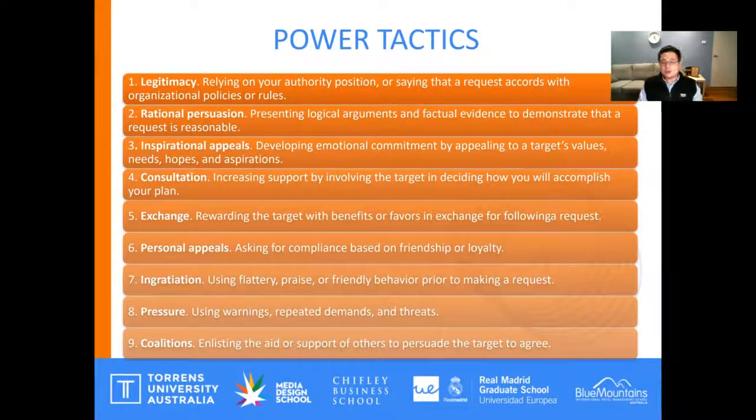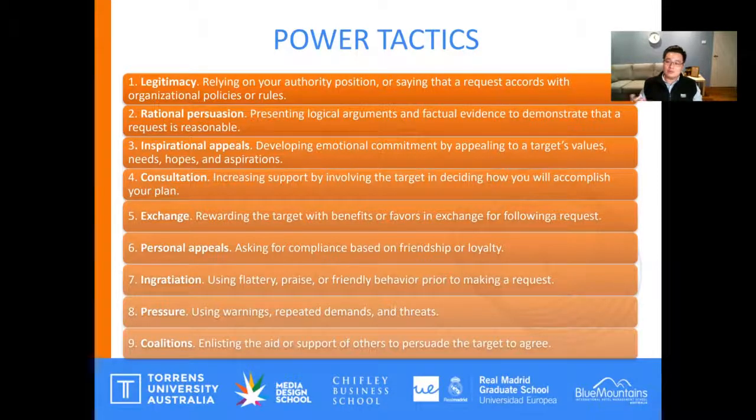Inspirational appeals develop emotional commitment by appealing to the target's values, needs, hopes, and aspirations. Consulting is increasing support by involving the target in deciding how you will accomplish your plan. For example, you could go to your employee and say, okay, Emily, I got this plan. I want to increase our sales next term. What would be your best suggestion? Can you give me some advice? So that is a kind of consulting.